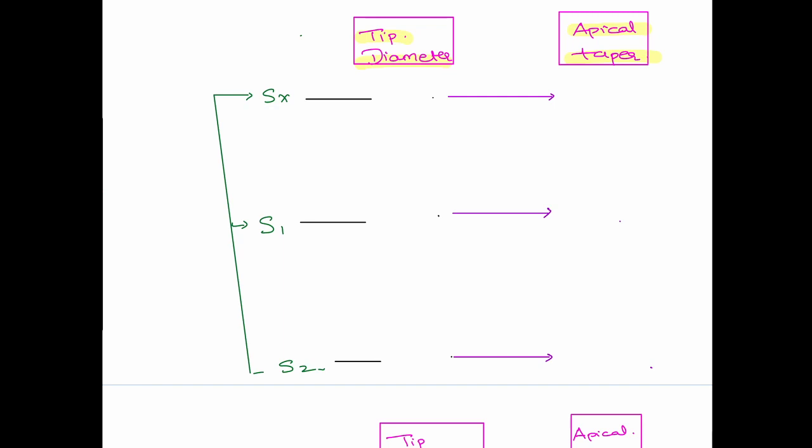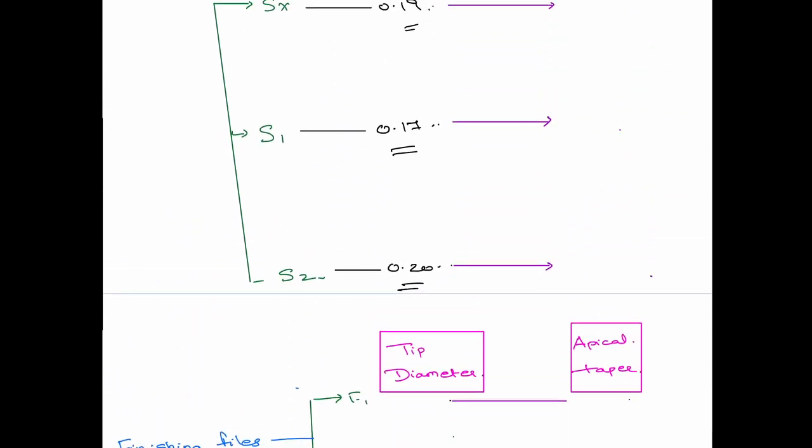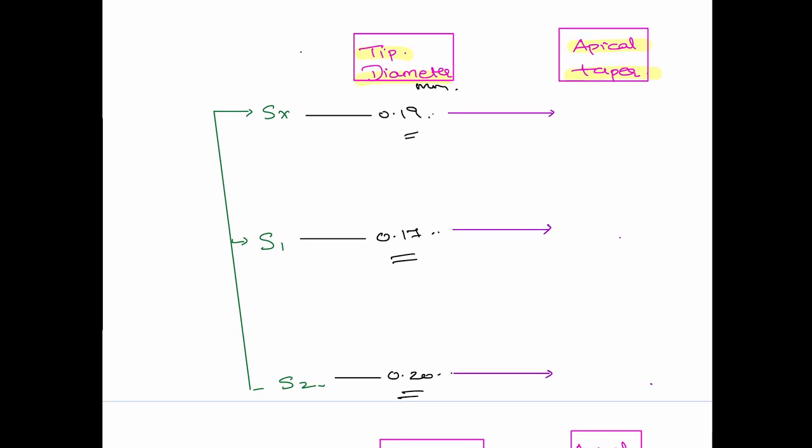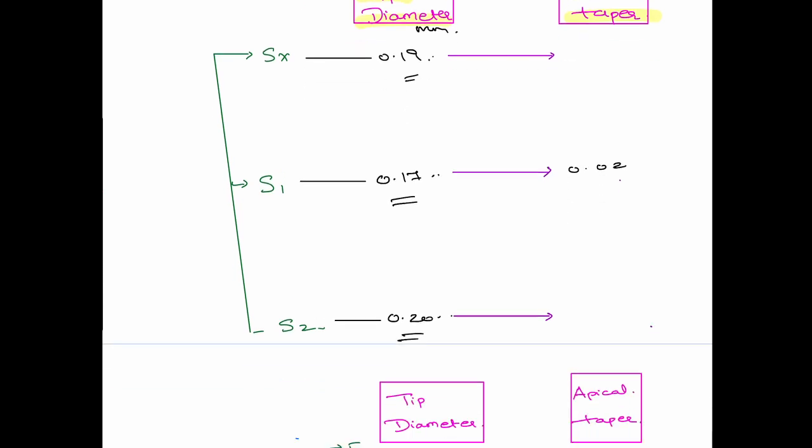So SX, the tip diameter is 0.19 mm. Tip diameter is in mm, 0.19, then it decreases to 0.17, then it again increases, so 0.19, 0.17, 0.20. Before that, the taper part. They are not explaining the SX taper, but this one is 2% taper. How do you write 2% taper? 0.02, 0.04, or you can call it 2% taper or 4% taper. So remember this: 0.19, decreasing to 0.17, because this is orifice taper, it should be bigger, isn't it?